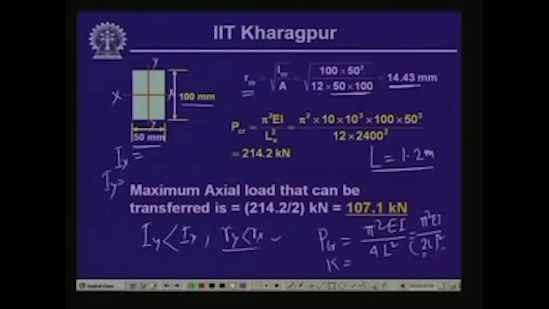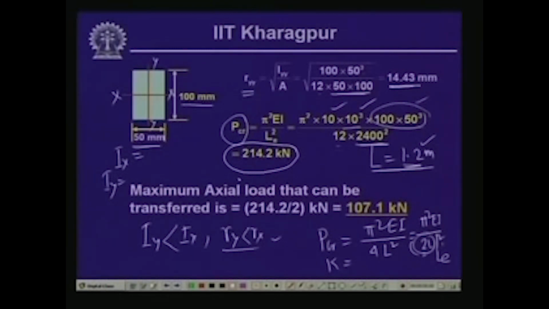So this twice L, as we have called it, is L E. So, k becomes 2. L is given as 1.2 meter, thereby the effective length is 2400, and that is what is indicated over here, that P critical which we use is equal to pi square E I by L E square. Now, E here is 10 gigapascal. So, 10 into 10 to the power 3 megapascal, I is 100 into 50 cube by 12, and 2400 square. So, this gives us a value of 214.2 kilonewton.